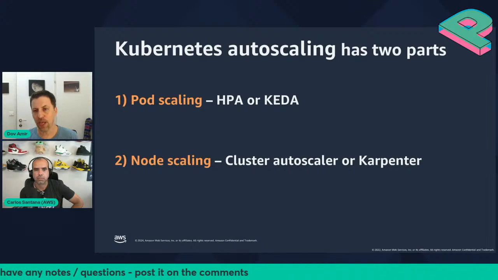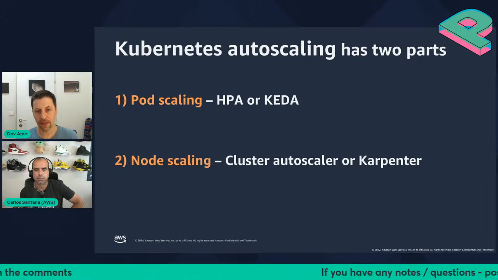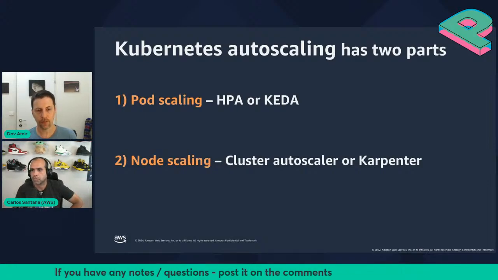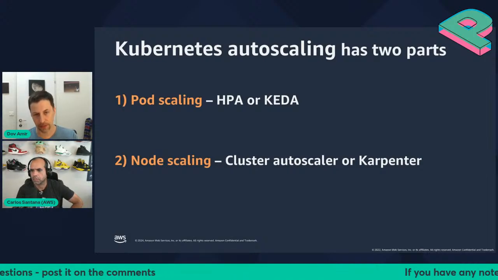Now, also here we have the classic Kubernetes cluster autoscaler, and then there's a more modern alternative called Karpenter, which we'll elaborate on today. So let's talk about HPA and cluster autoscaler, and then we'll go to Karpenter.